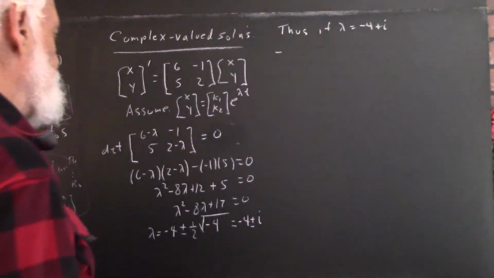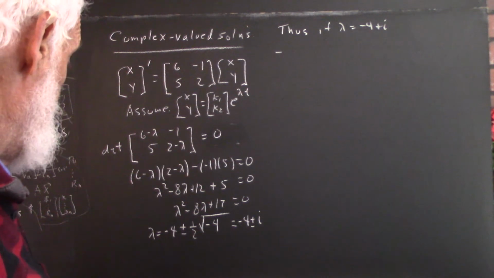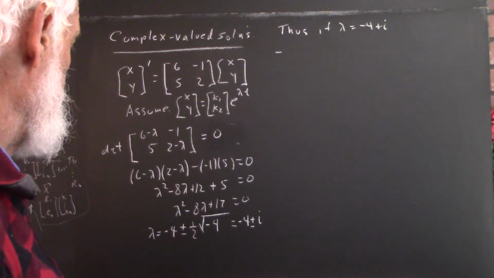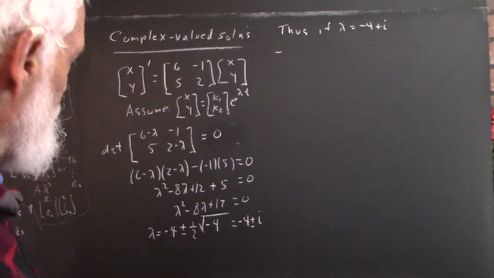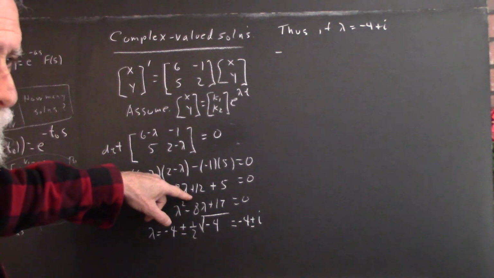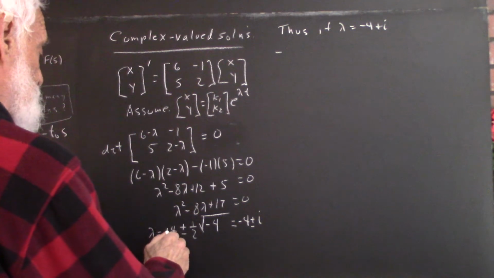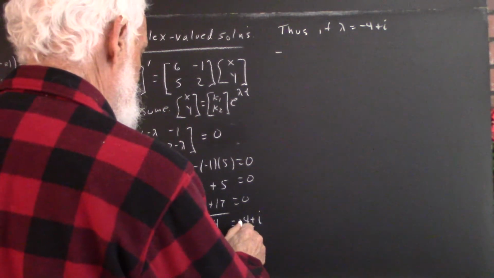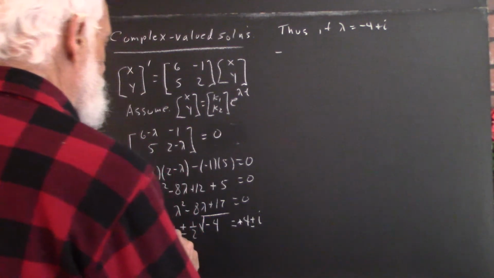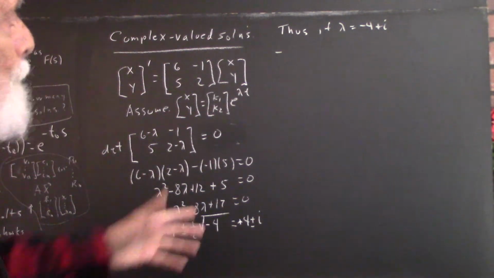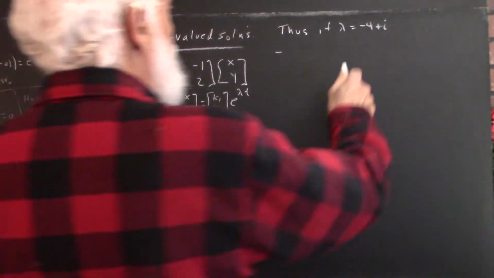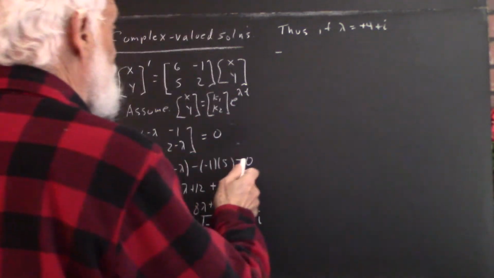So if lambda equals negative 4 plus i, and now let me be sure, I had negative 4, but it's got to be negative of b over 2, and b is negative, so that's plus 4. So let's correct that right now, because it isn't going to work out if I use negative 4. You can try that and you'll see. So lambda equals 4 plus i.